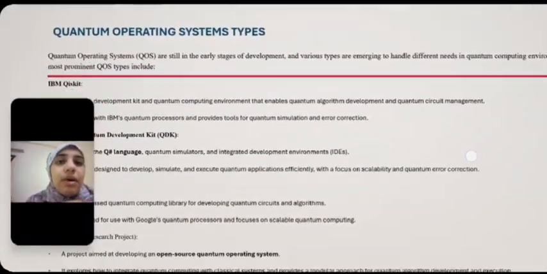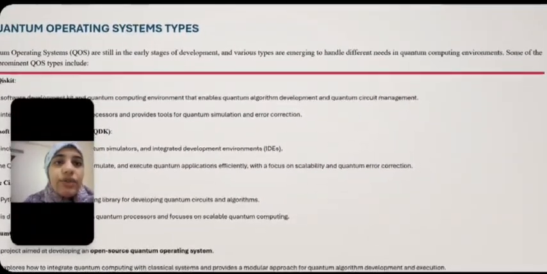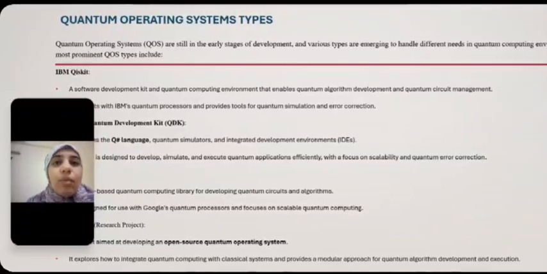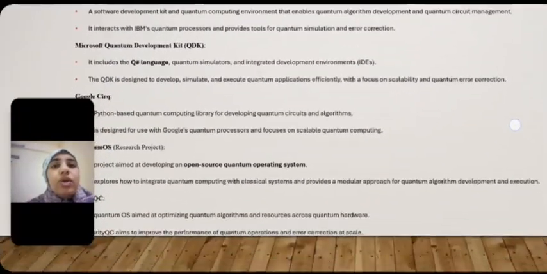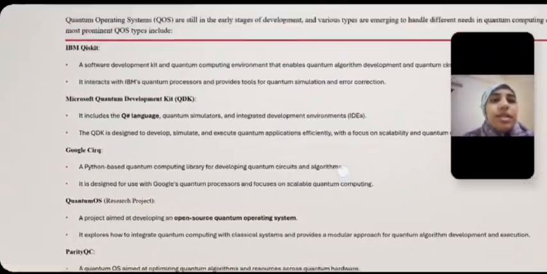So let's see about the operating systems, quantum operating system types. The quantum operating systems, QOS, are still in the early stage of development, and various types are emerging to handle different needs in quantum computing environments. Some of the most prominent QOS types include, so there are some types of it. So let's see.